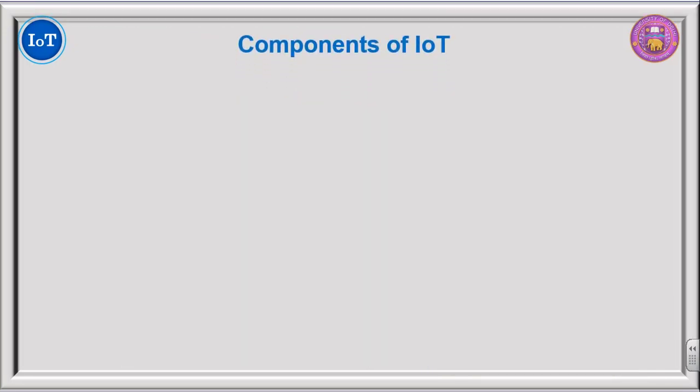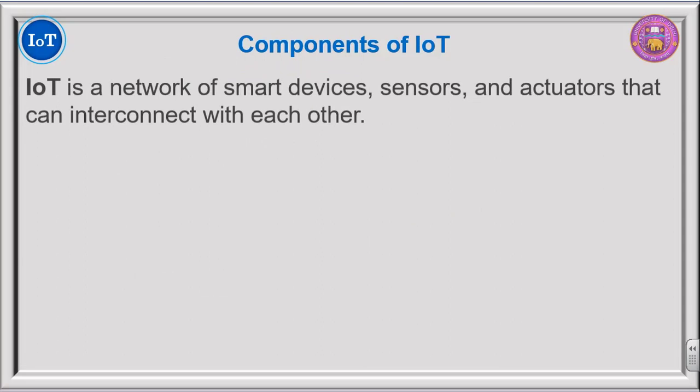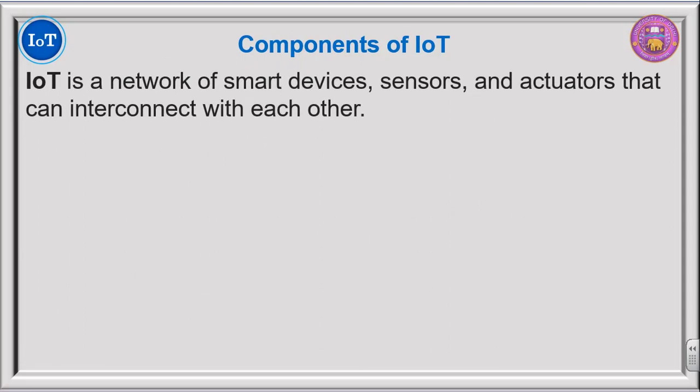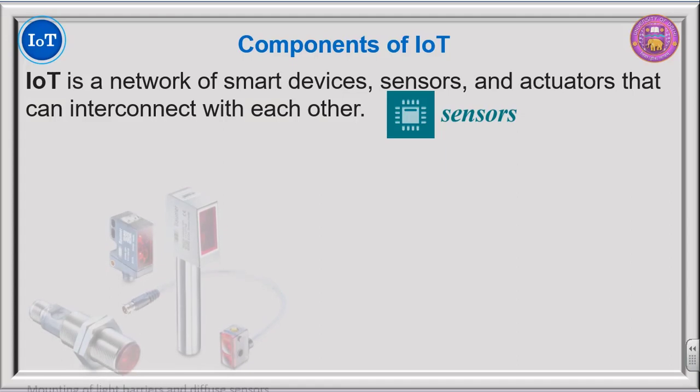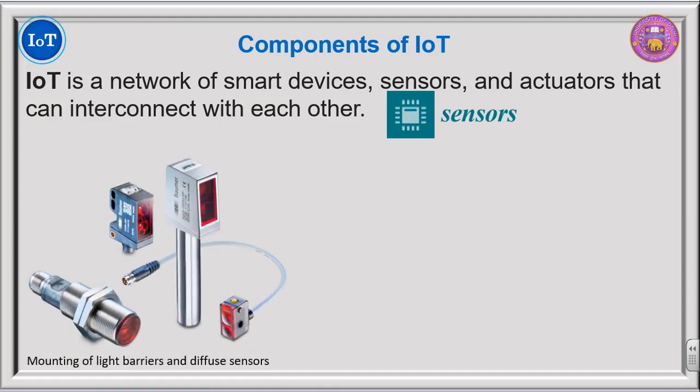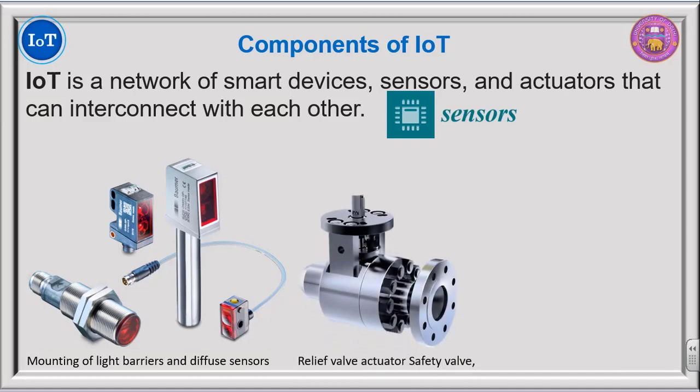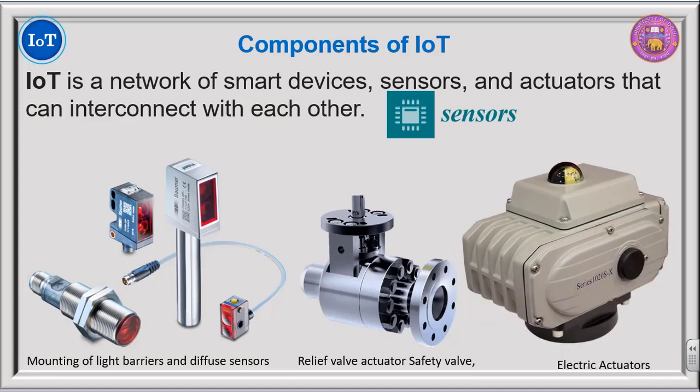What are the components of IoT? IoT is a network of smart devices, sensors, and actuators that can interact with each other. This is an example of sensors. These are mountings of light barriers and diffuse sensors. This is a relief valve actuator, safety valve. This is an electric actuator.